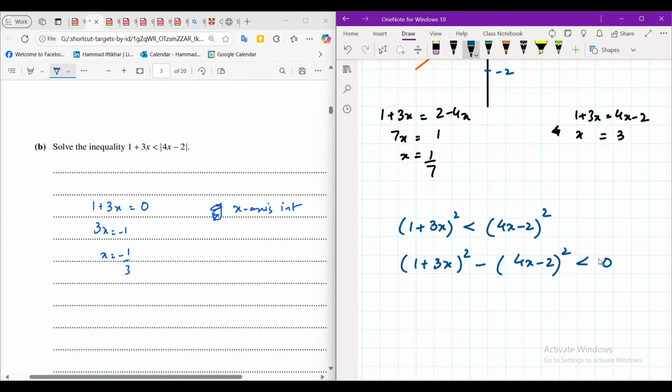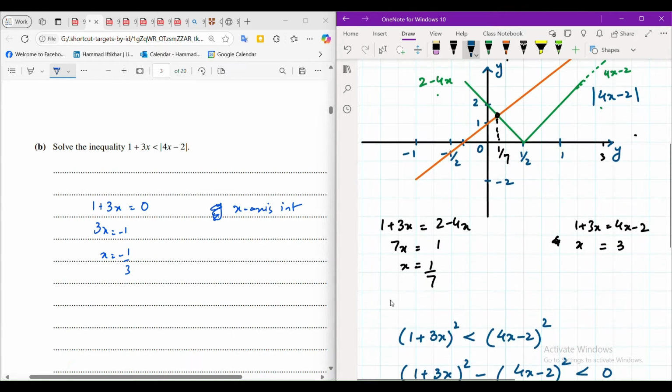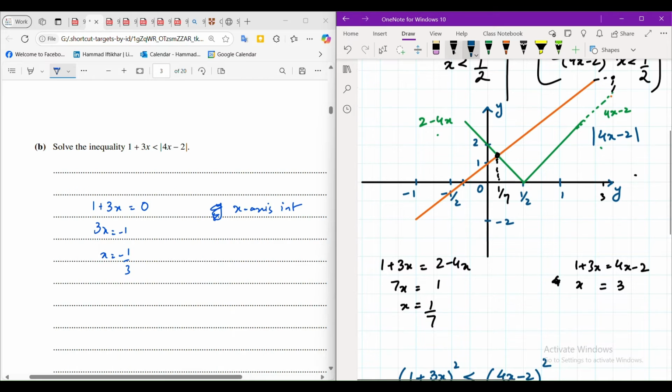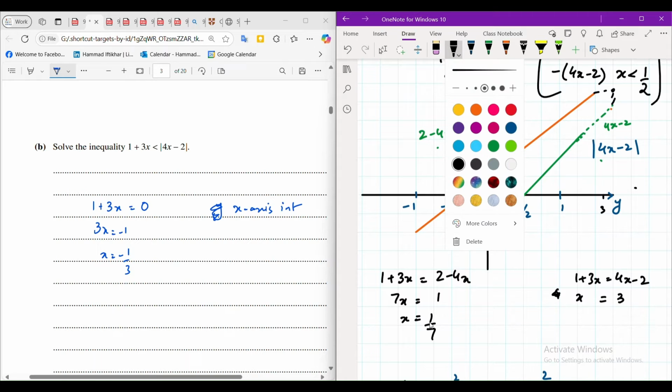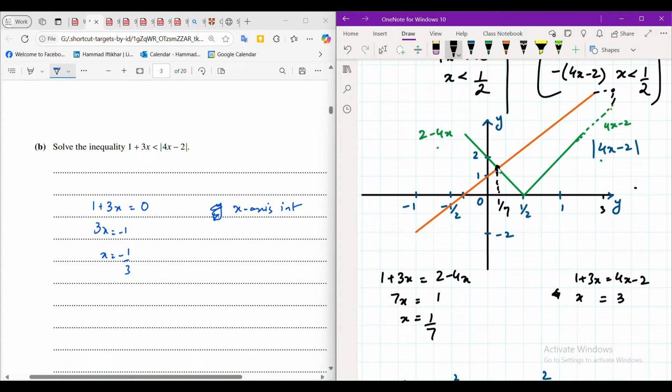You could switch the places also, that doesn't really make that much of a difference. Oh sorry, my bad, I didn't finish it. So for this orange function being less than the green function, we would have x less than 1 over 7, and after that also x greater than 3.